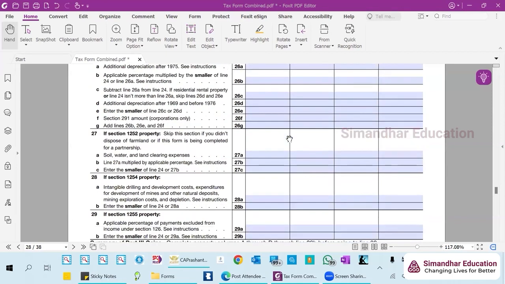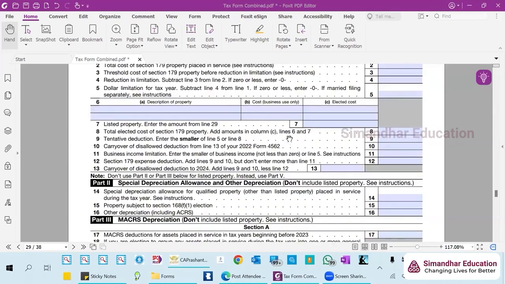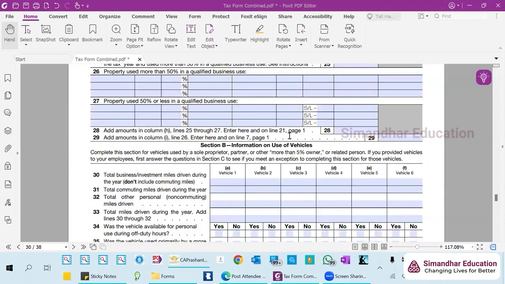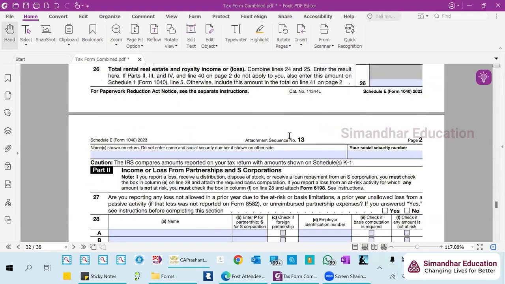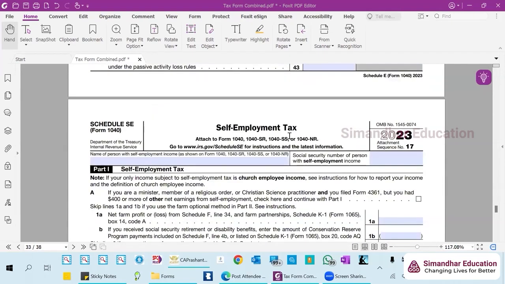Then I have 4562, which I was saying about depreciation. Then I have Schedule E, which is supplemental income and loss. Then we have something called Social Security Self-Employment Tax. We'll talk about it. Self-employment tax is something which we pay for employing ourselves.